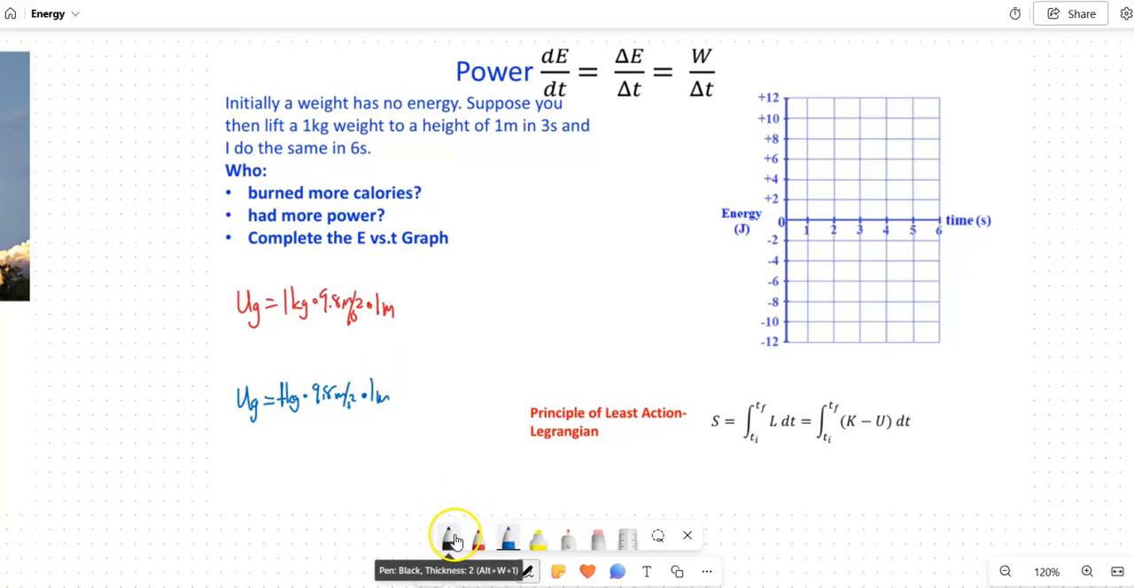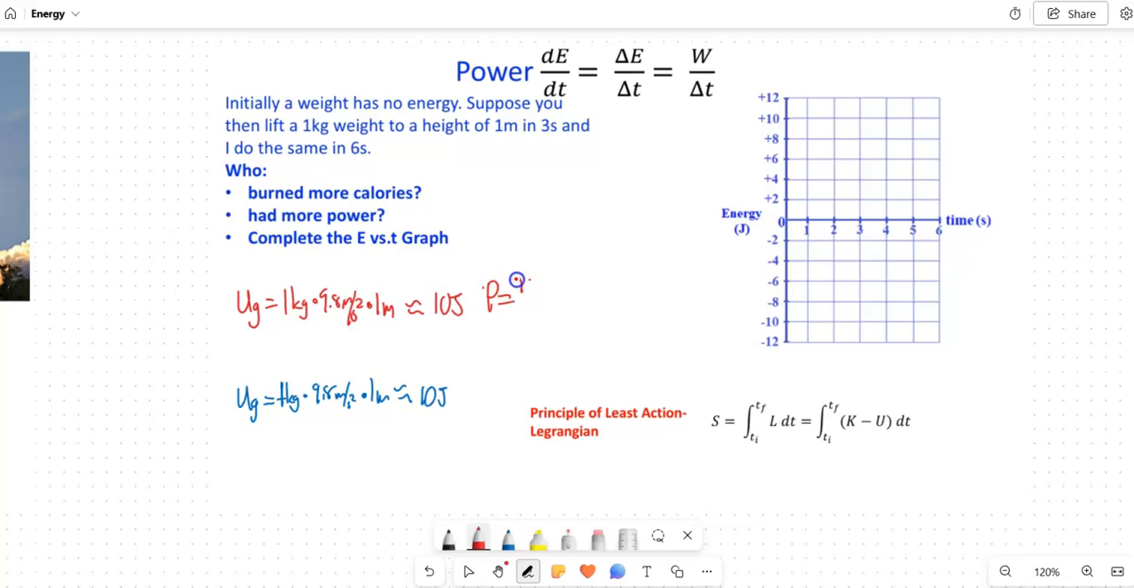So overall, both of us are basically burning 1 times 10 times 1, about 10 joules. So they're both about 10 joules. But we're both burning the same amount of calories. But who is doing more, who has more intensity? Well, for you, that's power.